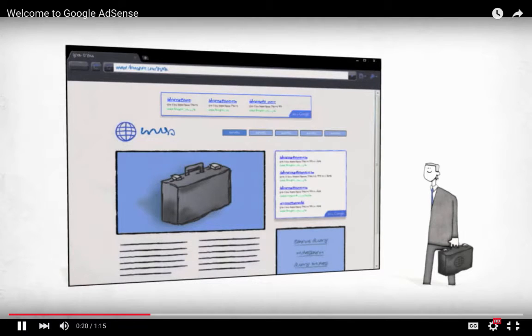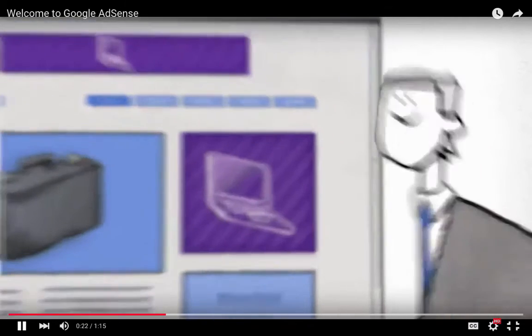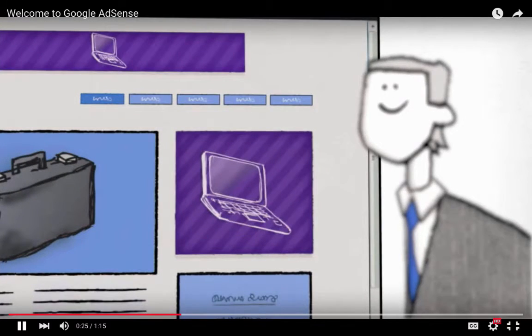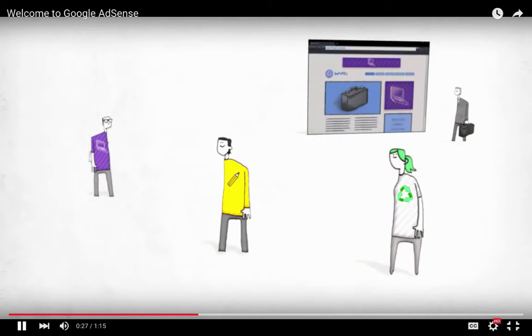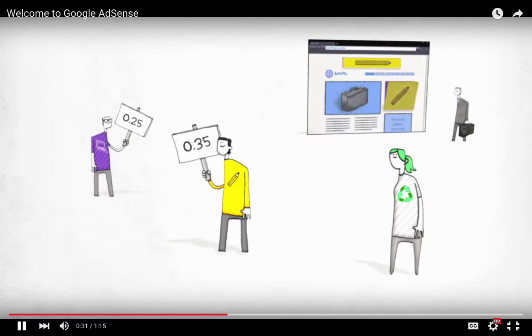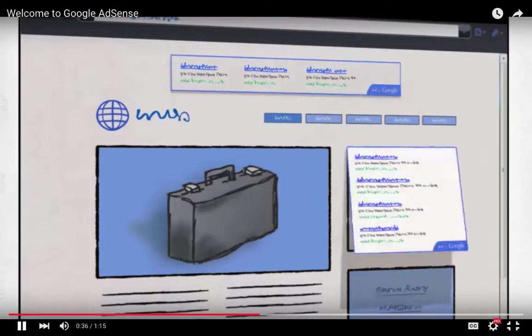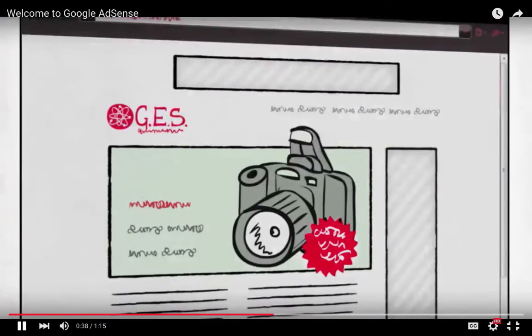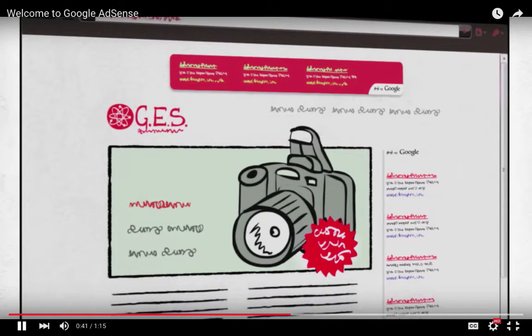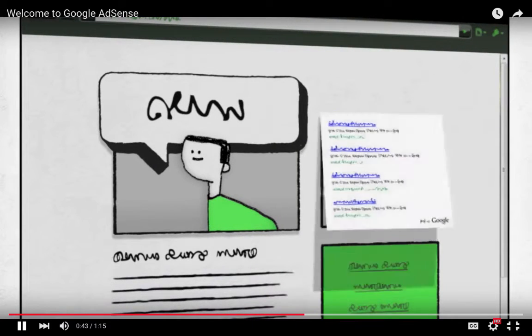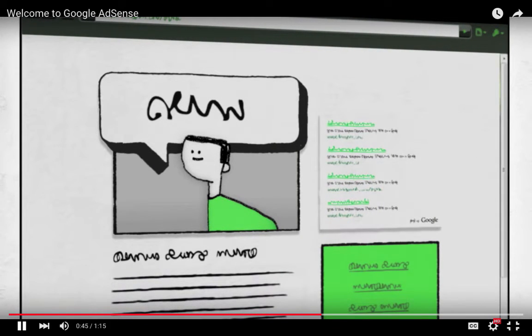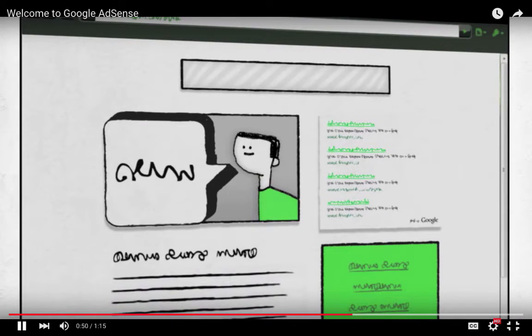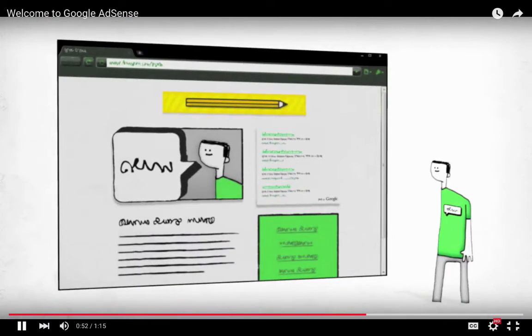AdSense works by matching text and image ads to your site based on your content and visitors. The ads are created and paid for by advertisers who want to promote their products. Since these advertisers pay different prices for different ads, the amount you earn will vary. You can pick colours, fonts and sizes for your text ads to best match your website. Everyone uses AdSense in a different way, so try out various combinations until you find what works best for your site. Spending time on improving your site can ensure you get the most out of AdSense.